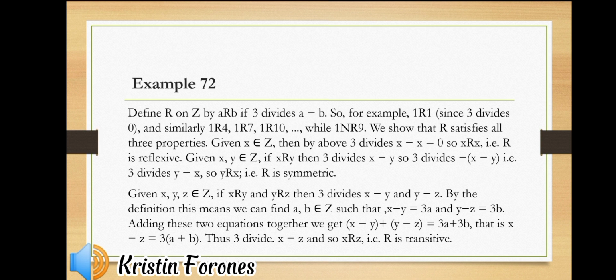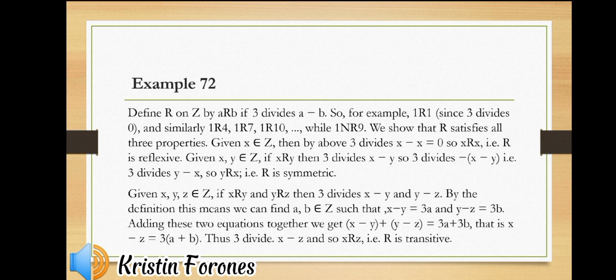For the second, let x and y be elements of Z. If x is related to y, then 3 divides x minus y. So 3 divides negative 1 multiplied by x minus y, then 3 divides y minus x. So y is related to x. Therefore, R is symmetric. It is symmetric only if a relating to b implies that b relates to a.